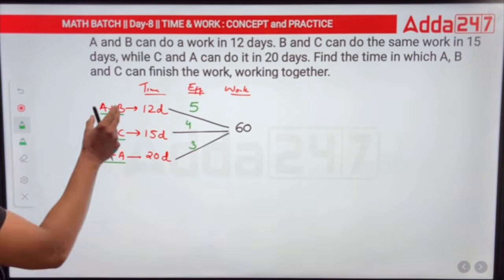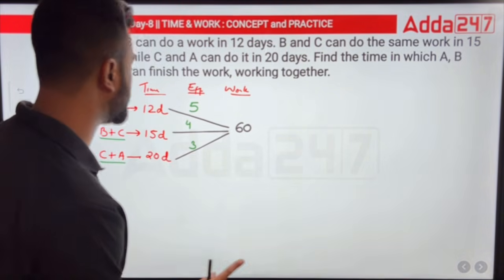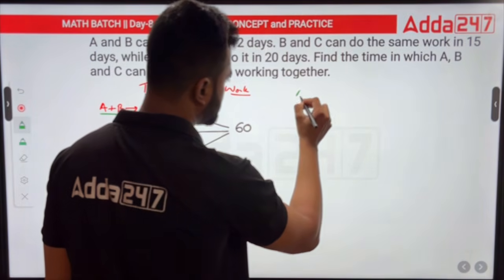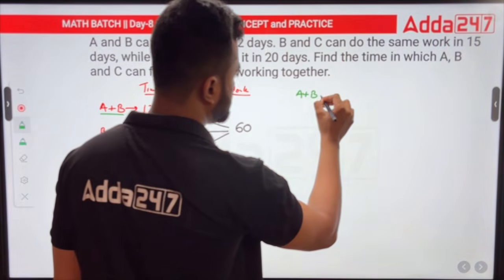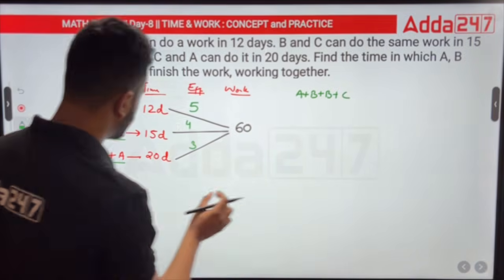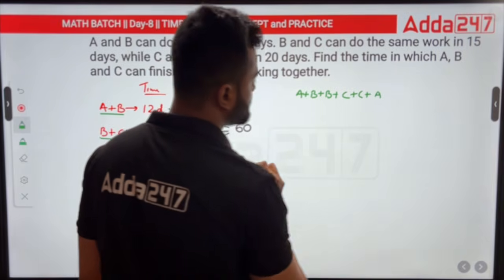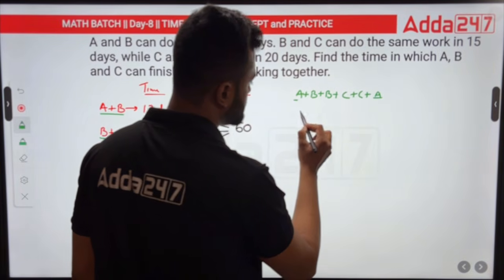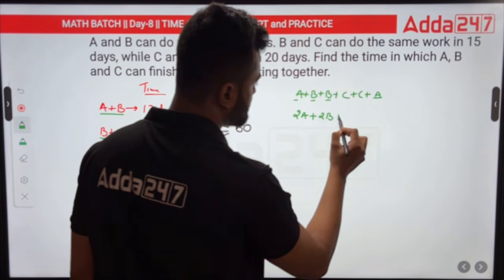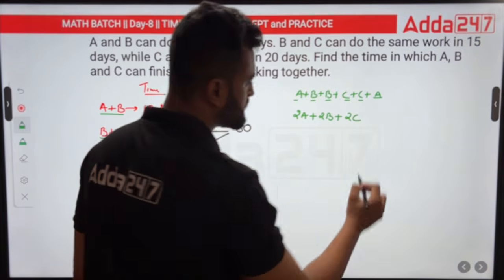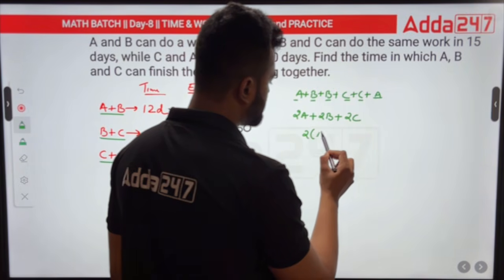Now if I add all this, what you'll notice is, I'm writing here, you should not do it like this, I'll just explain, that's why I'm doing it. I'll write A plus B. Then again B plus C is going to come here, so plus B plus C. Plus again C plus A is coming out here, so plus C plus A. If you notice, you can see 2 A's coming together, plus 2 B's, plus 2 C's. If you take this 2 common from them, you will be left with A plus B plus C.